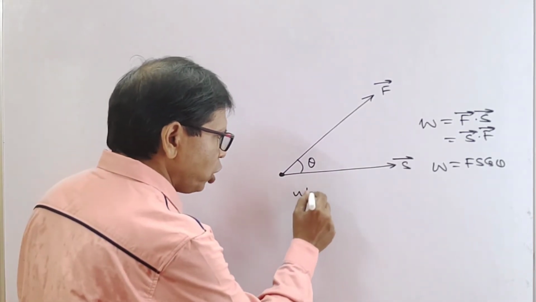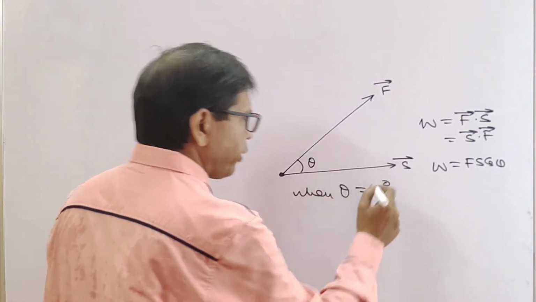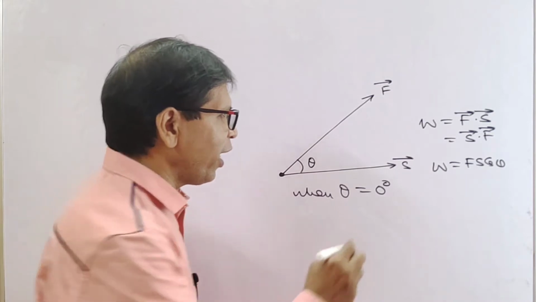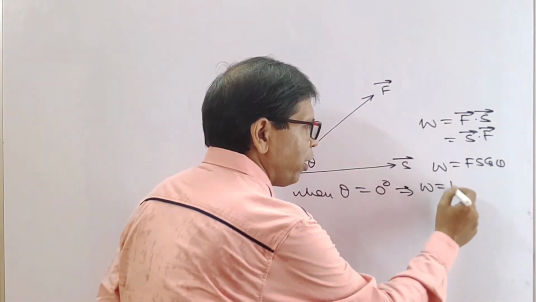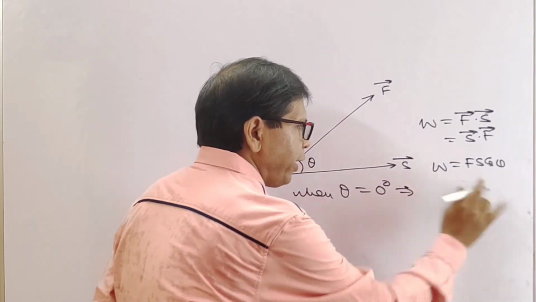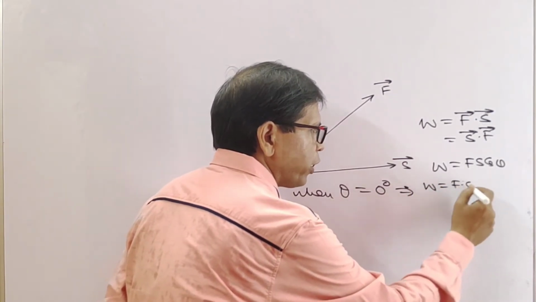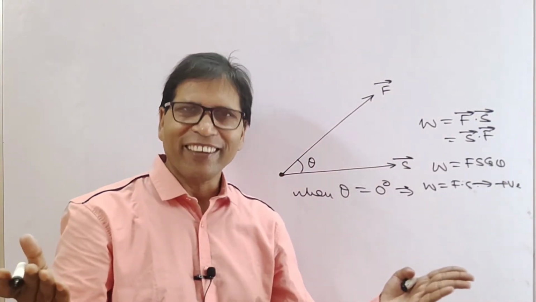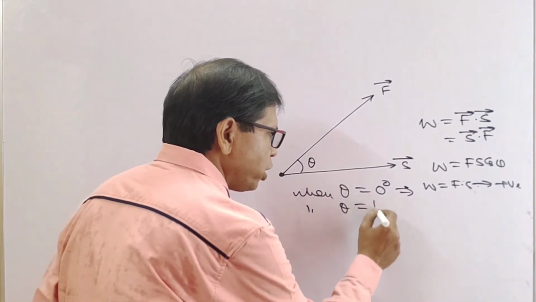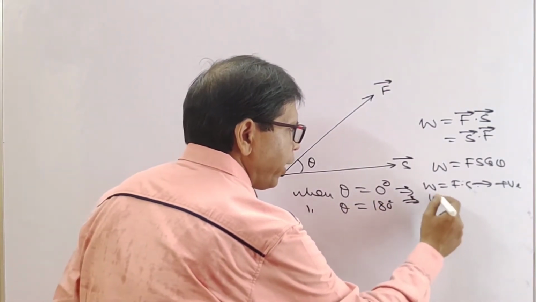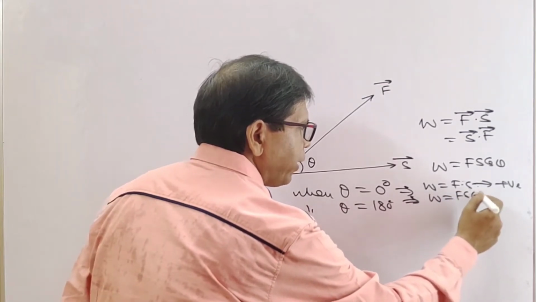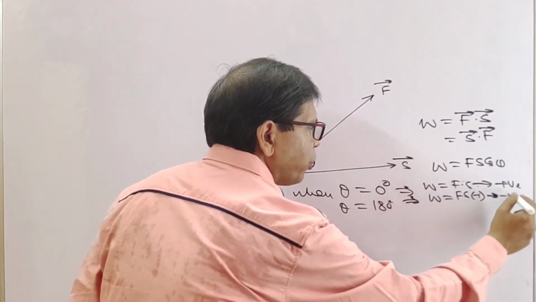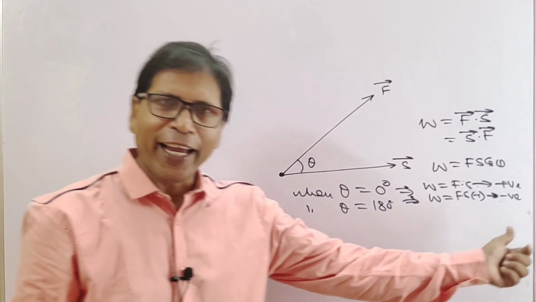Now when theta equal to 0 degree, that is displacement is in the direction of applied force. Here work done W equal to F into S. This is called positive work or work done by the force. Okay, when theta equal to 180 degree, work done equal to Fs into minus 1. So this is called negative work, or work done against the force.